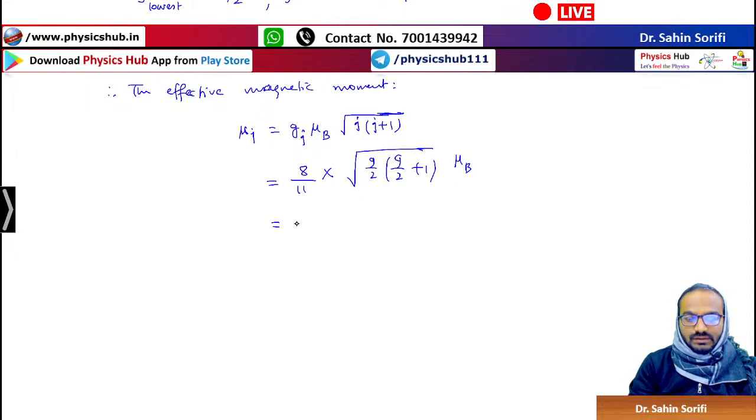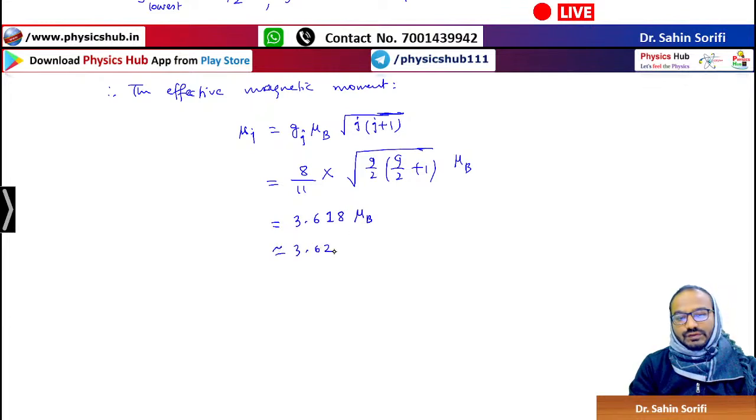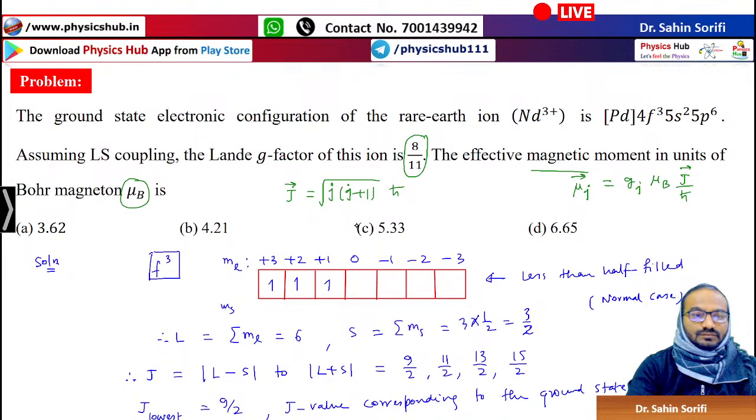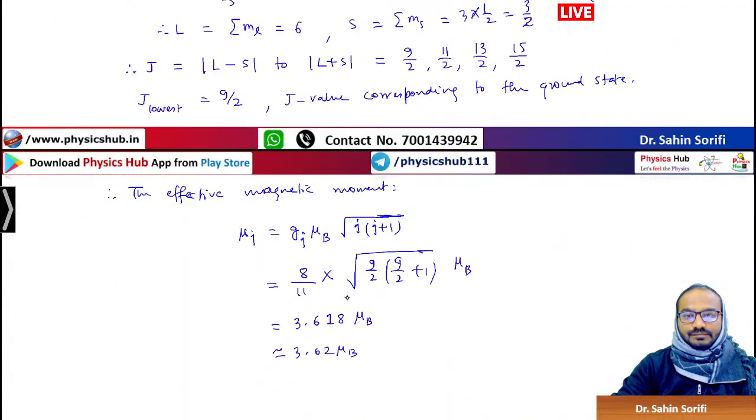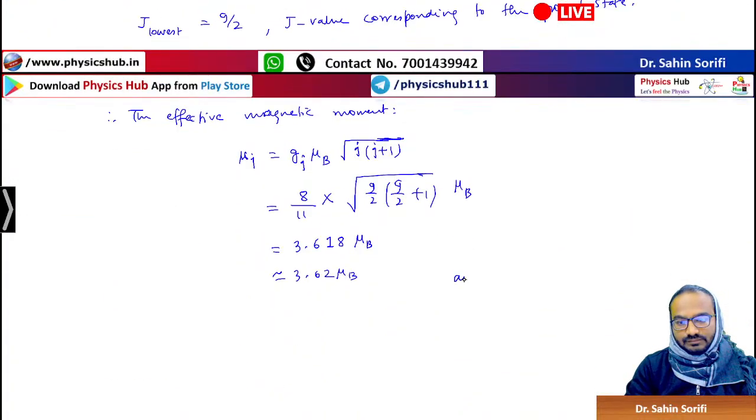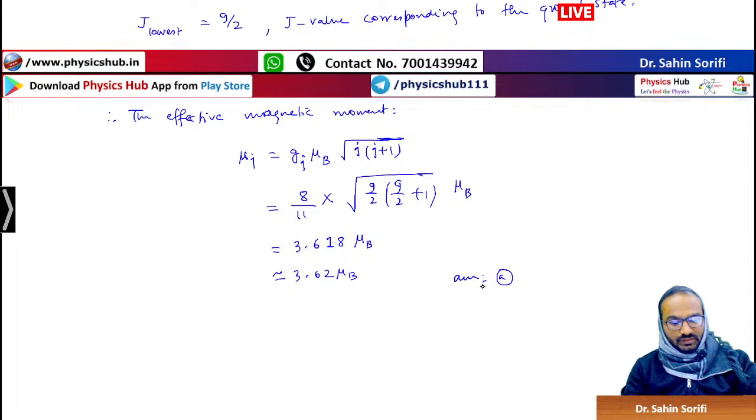And if you calculate, how much value will you get? 3.618 times mu B, approximately 3.62 mu B. Yeah, matching with option 1. Clear?